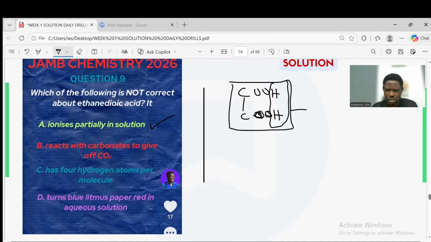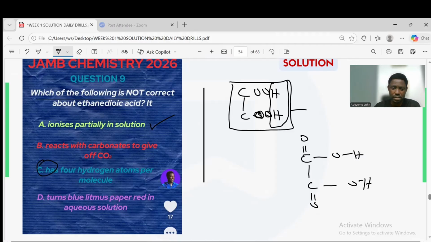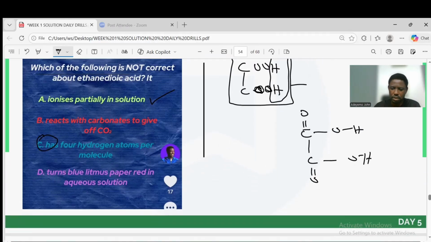For some of you that may want to see the structure, the real structure is a double bond O, OH, on each carbon. Can you see that the bond around carbon is 4? Fine. And it only has 2 hydrogen. So that is not correct. Let's see whether it turns blue litmus red. Of course, all acids do that. So that's the answer: it has 2, not 4 hydrogen per molecule.